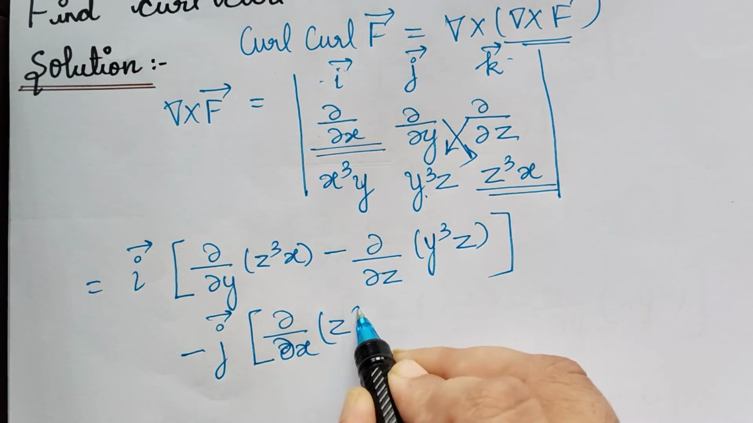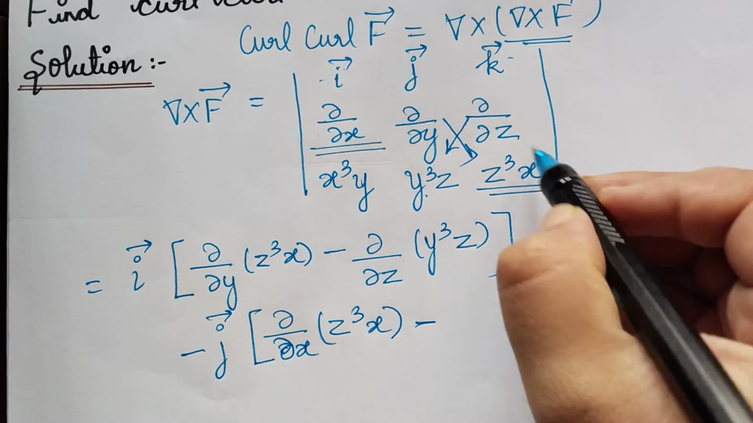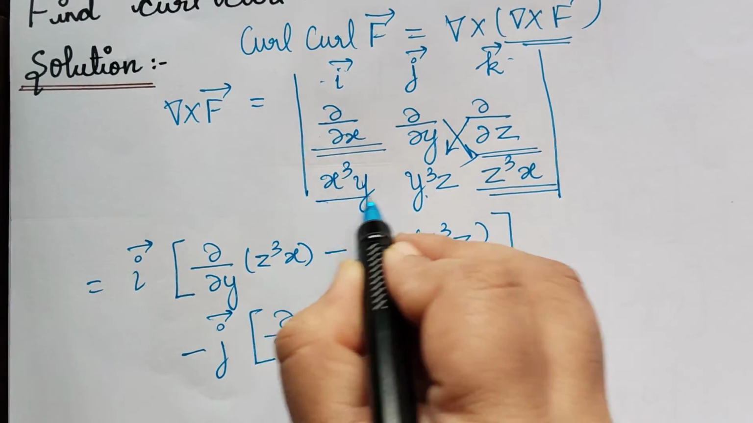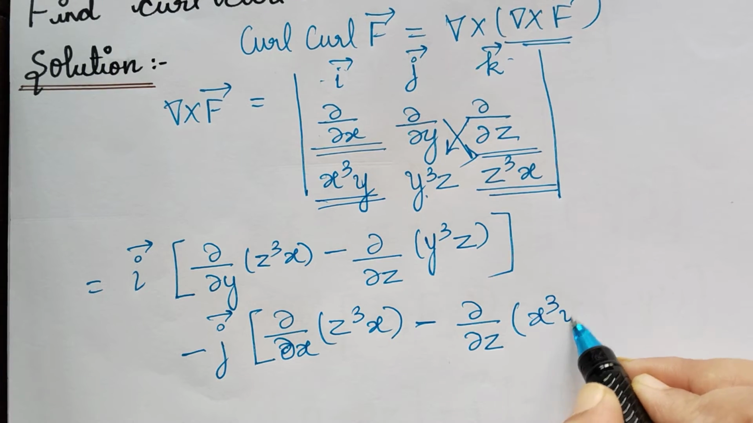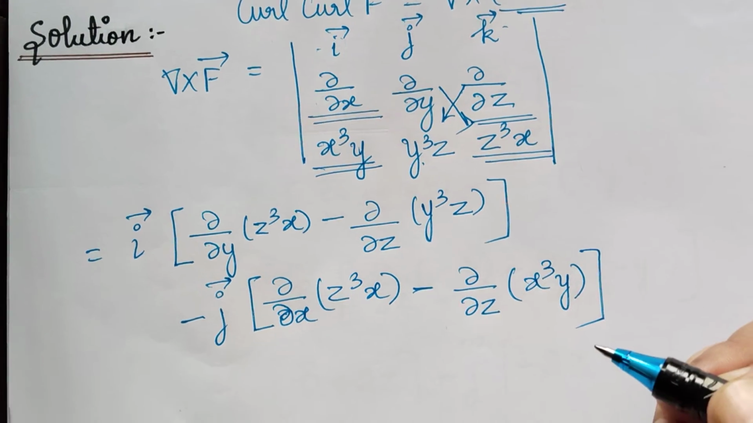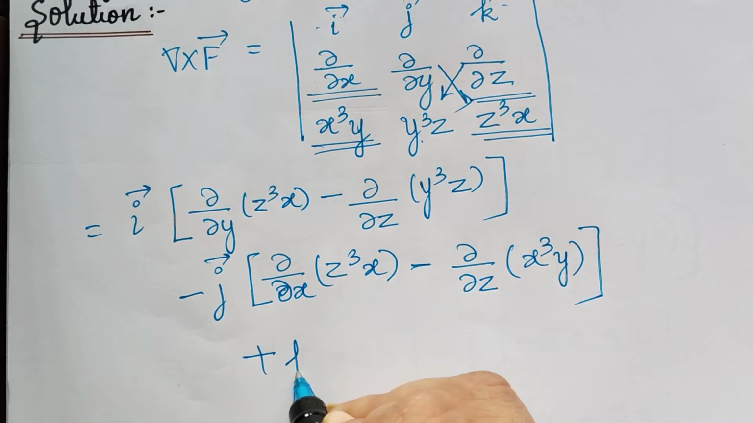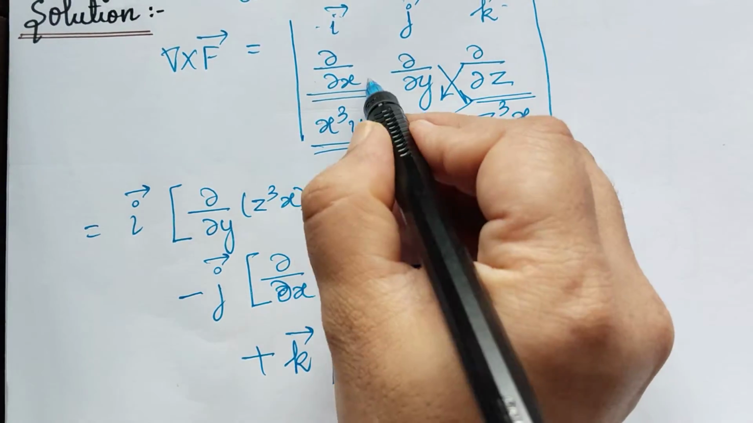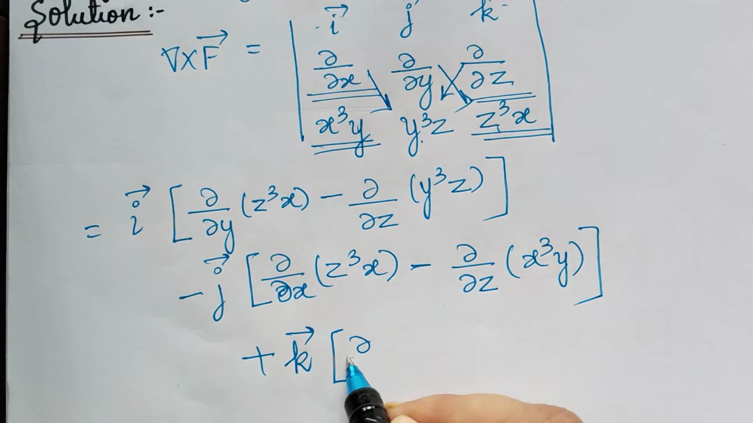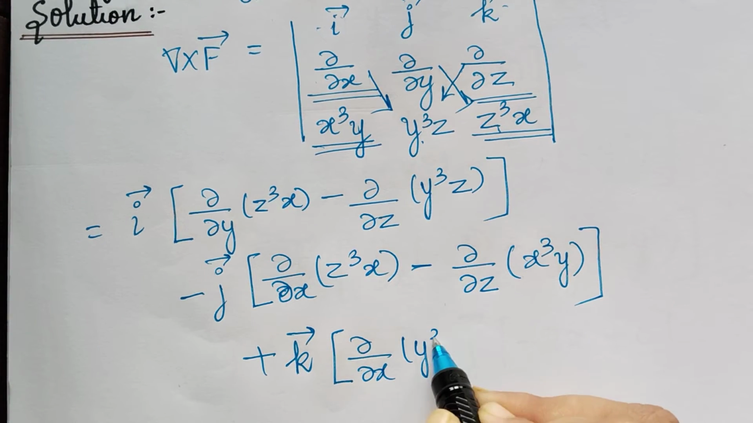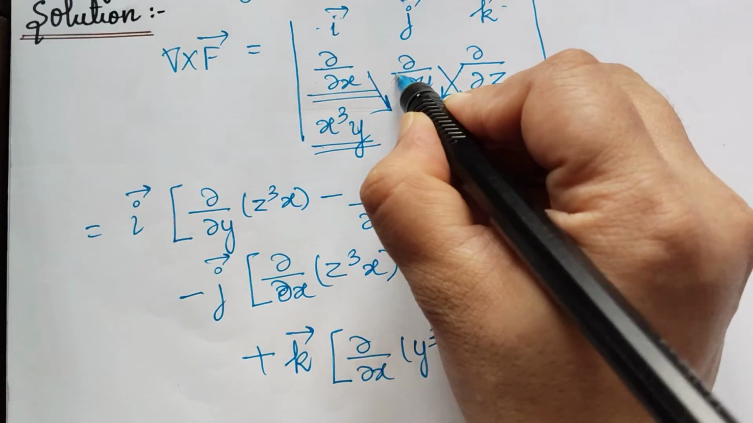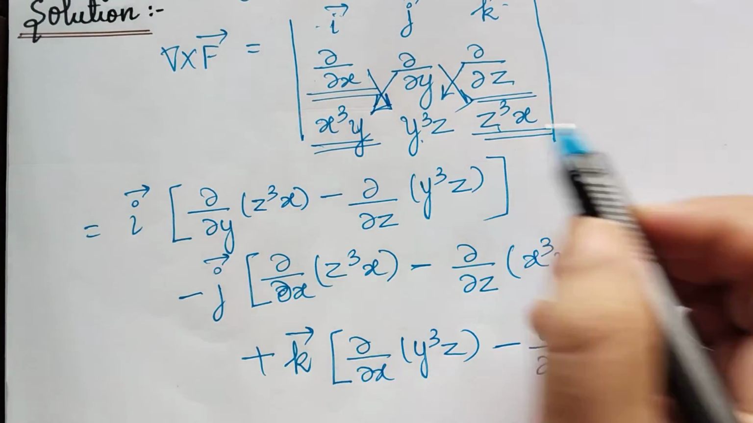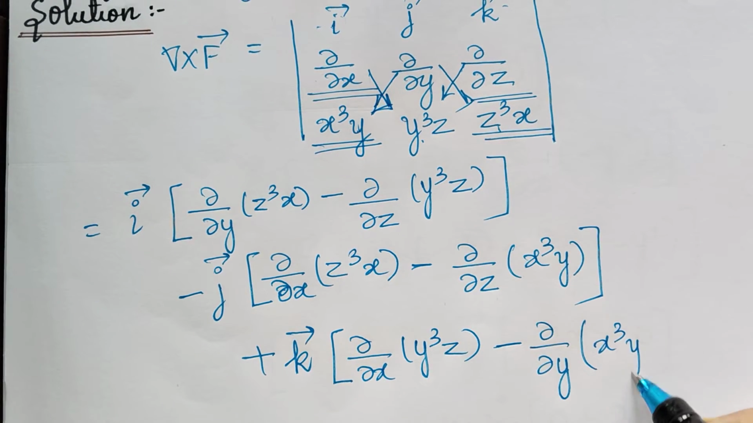this, that is z cube x, minus dou by dou z of x cube y, and then plus k vector, blocking this column and blocking this row, dou by dou x of y cube z minus dou by dou y of, here we have x cube y.